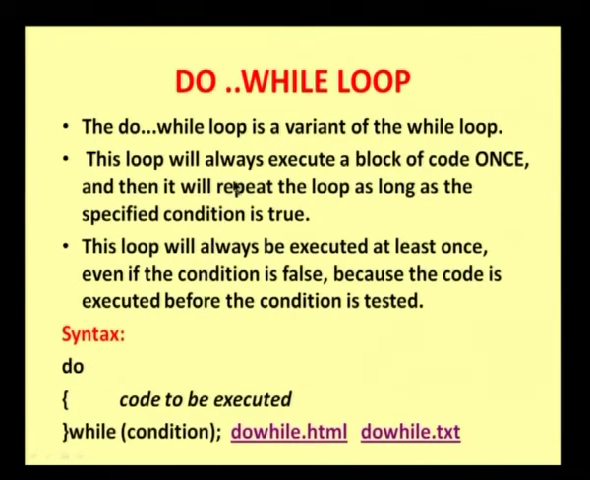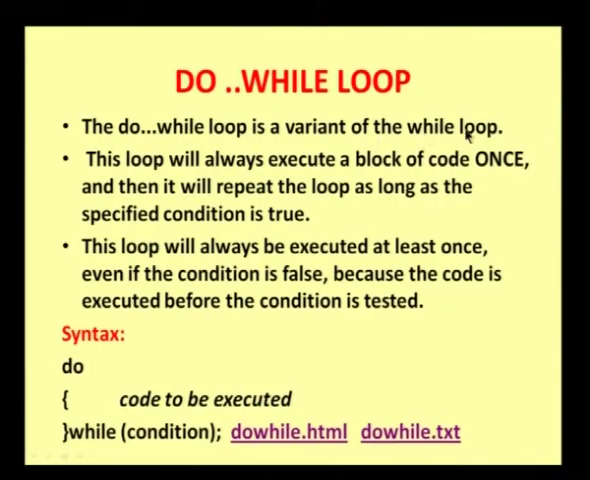Next, the variant of while is the do while loop. In the do while loop, the condition is tested at the last, and the body of the statement will be executed once whether the condition is true or false. That is the difference between while and do while. In while, the condition is tested first, and if the condition is true, the statements will be executed. In do while, whether the condition is true or false, the statement will be executed. So do while is a variant of the while loop.